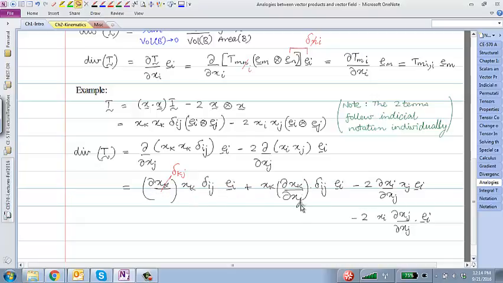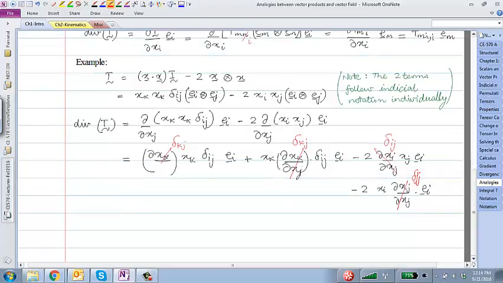Partial derivative again, of x_k with respect to x_j at this point, delta_ij. How about the partial derivative of x_j with respect to x_j? Delta_jj, which is 3, right? So I'll write delta_jj for now.